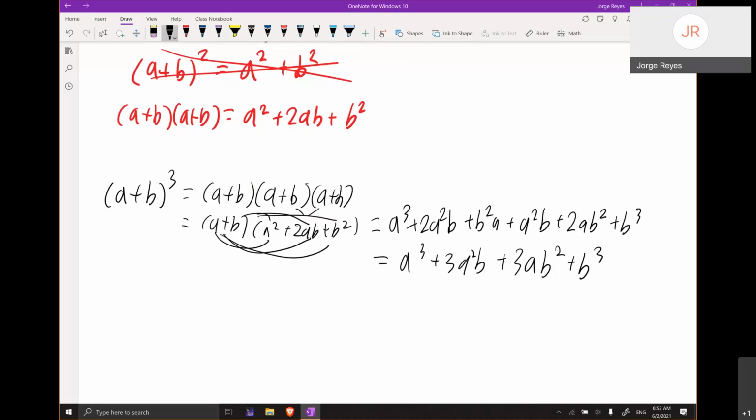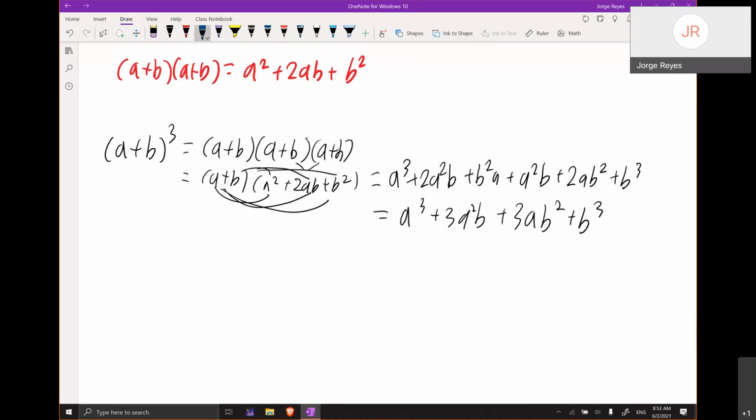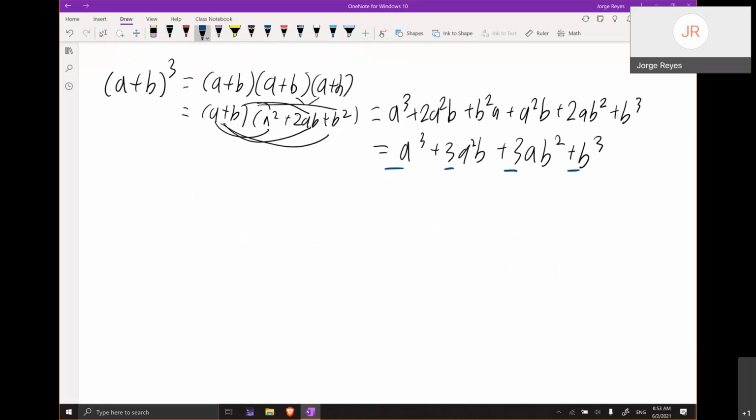And then let me just point out that if you think you see a pattern, you are right. Okay, there is a pattern happening. In fact, the pattern has to deal with what we call Pascal's triangle.